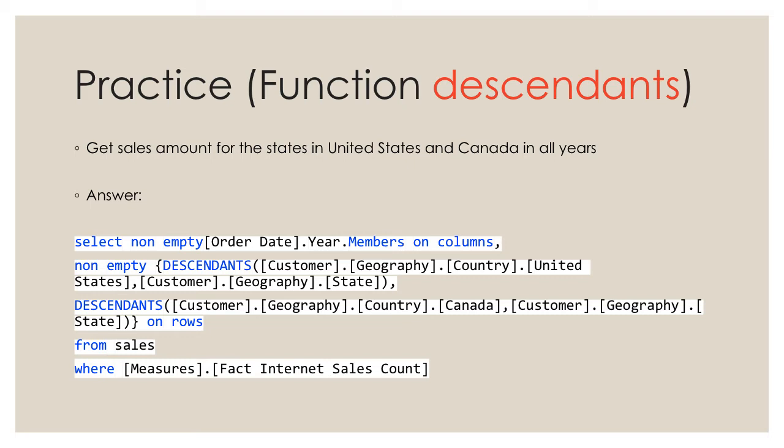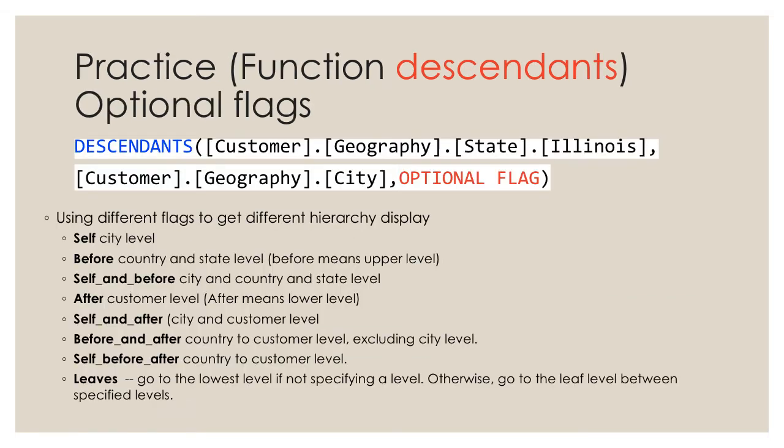Yeah. So in here, the difference between using the geography state hierarchy versus using the whole states is because we only want the United States and Canada states. We don't want the other country states. That's right. All right, so any questions on the descendants function? No. Okay.